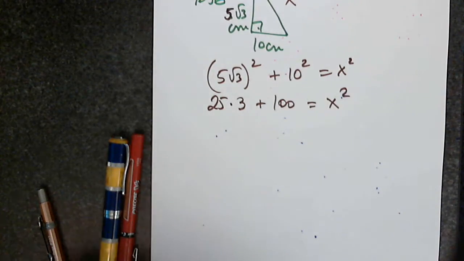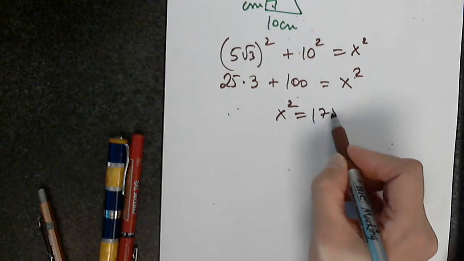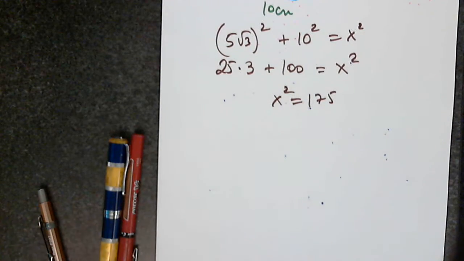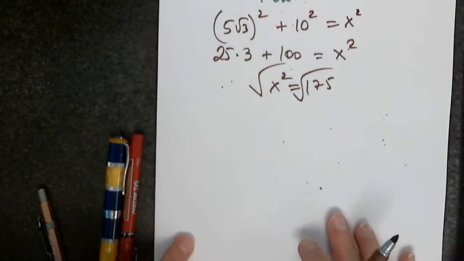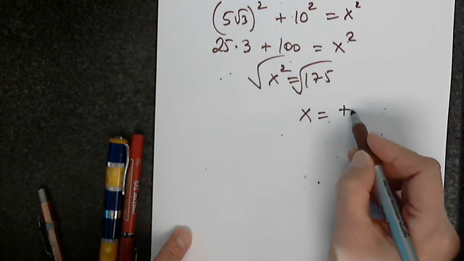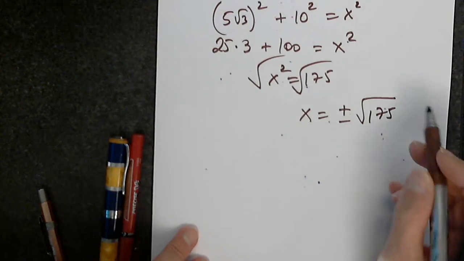How much is 25 times 3? 75. How much is 75 plus 100? Good. What do I do now? Because I know the principle of taking square roots, I take the square root, and the answer should be x equals plus or minus the square root of 175.